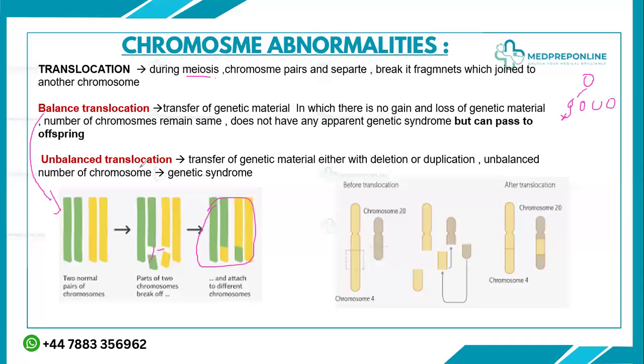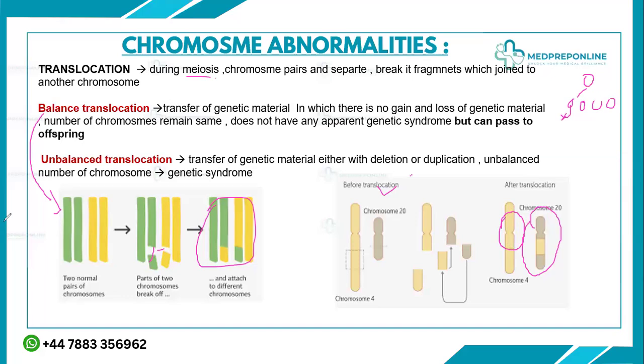Then we have unbalanced translocation: transfer of genetic material either with deletion or duplication. The number of chromosomes becomes unbalanced and a genetic syndrome will appear. This is an example of unbalanced translocation. That is before translocation, chromosome 4 gets broken up and then goes and attaches to another chromosome. So there is a gain of genetic material in chromosome 20, and a loss of genetic material here. This is known as unbalanced translocation.